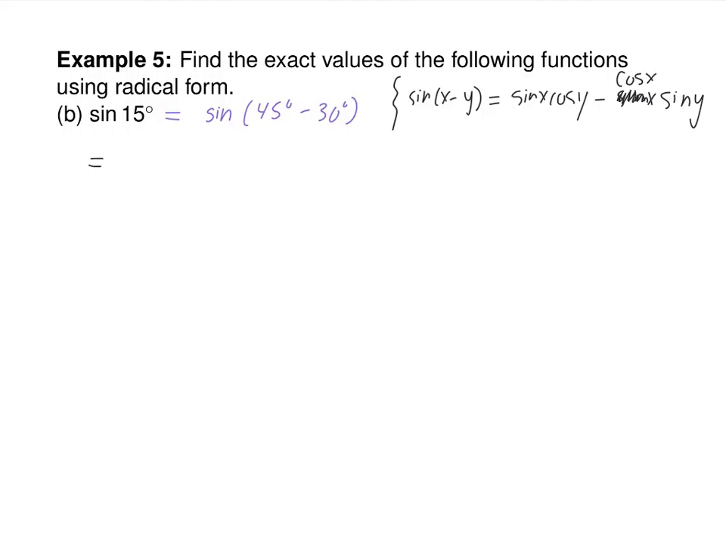So in this case, what goes in for x and what goes in for y? 45 for x, 30 for y, right? So that'll be sine 45 cosine 30 minus cosine 45 sine 30.